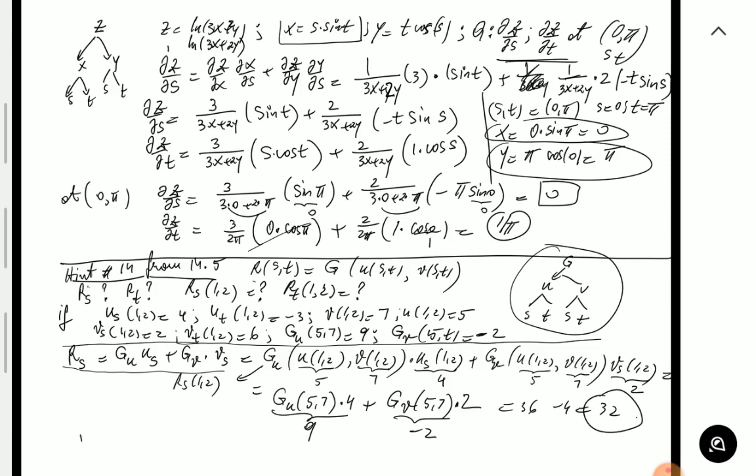Okay, so do yourself the other partial, r_t at 1, 2. Follow the same steps, and you should end up with minus 39. So I think that's enough for the chain rule of a function of several variables.